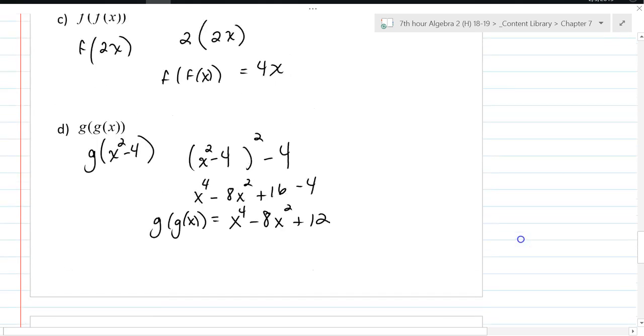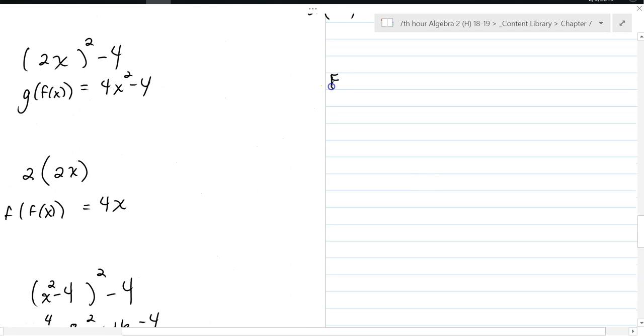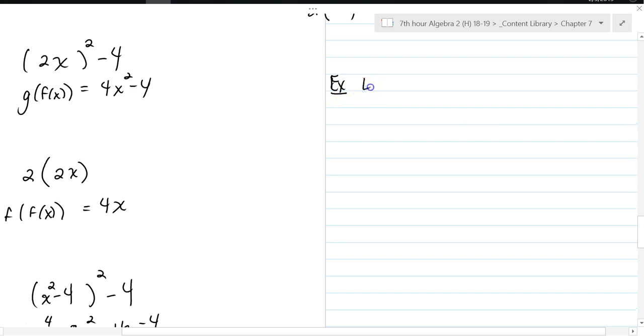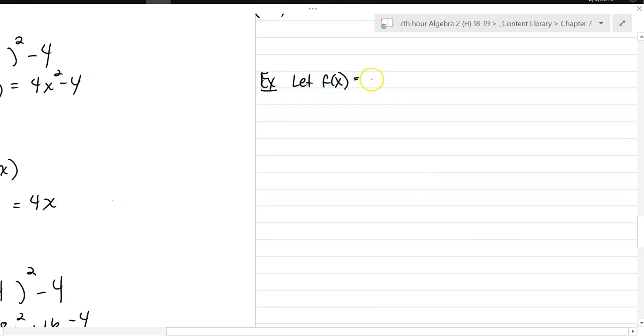Okay, so we're going to go over to the side, and we're going to do another example with, instead of polynomials, power functions. So I'm going to let f of x be 2x to the 1/2, and I'm going to let g of x be 3x to the 1/3. And so I'm going to find f of g of x. Notice the notation that I use, f of g of x.